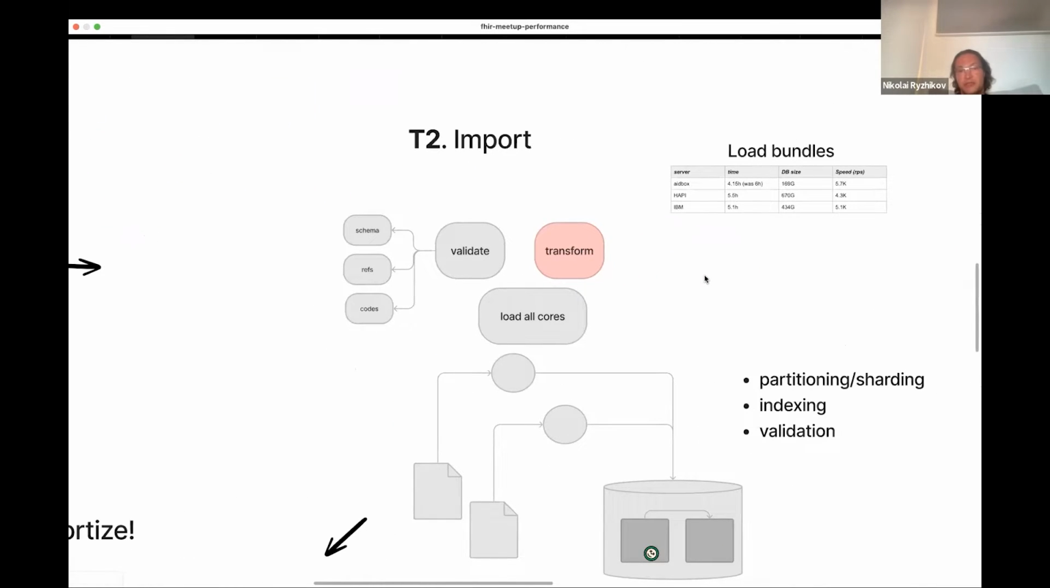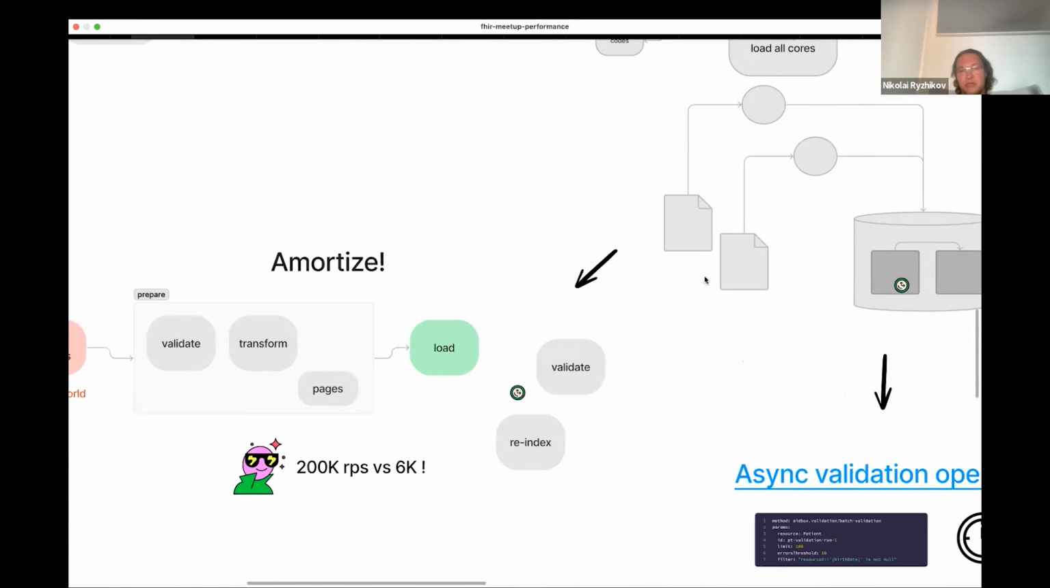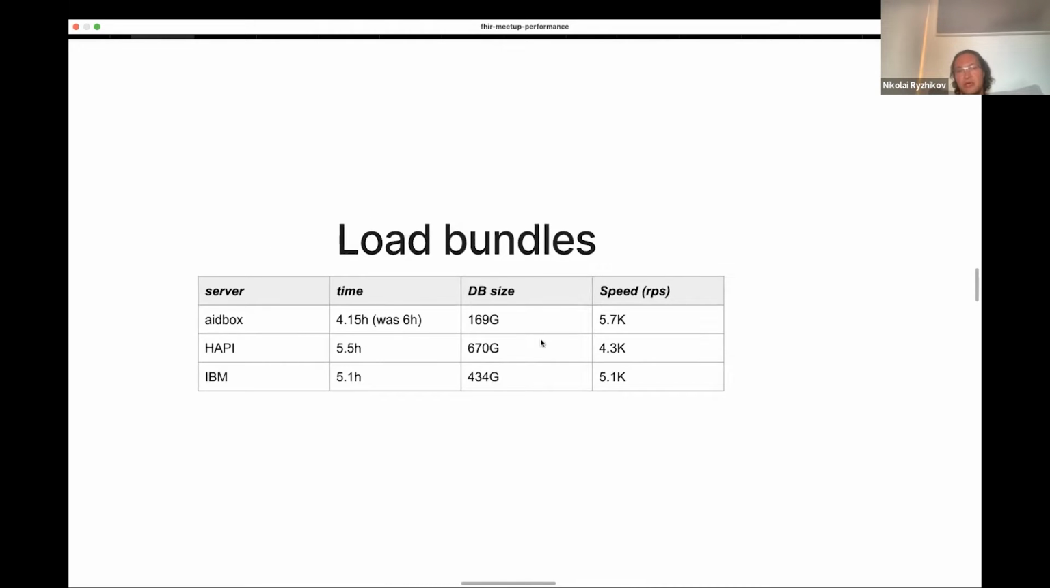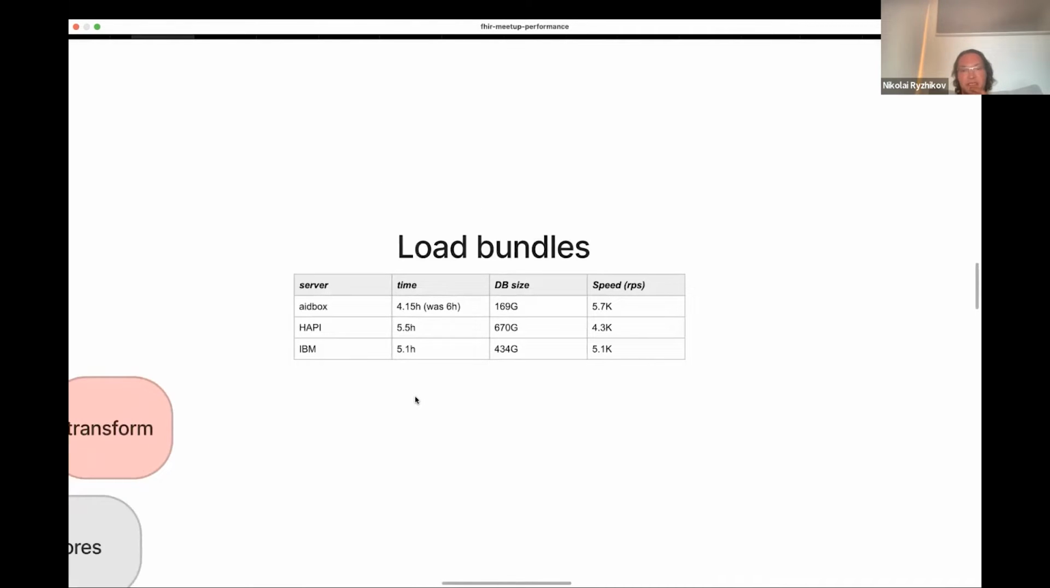Trade-off two is import, and a few thoughts about this. When you want to load a lot of data into your FHIR server or FHIR database, you want to do a lot of things. In our case, we even have to do the transform. You want to validate the schemas or profiles, references, terminology. And you want to do this load quickly, loading all your available resources. Here are my experiments. For example, I analyzed an ordinary load with a transaction bundle, and we see about 5K resources per second for all of the servers, but that's too slow.